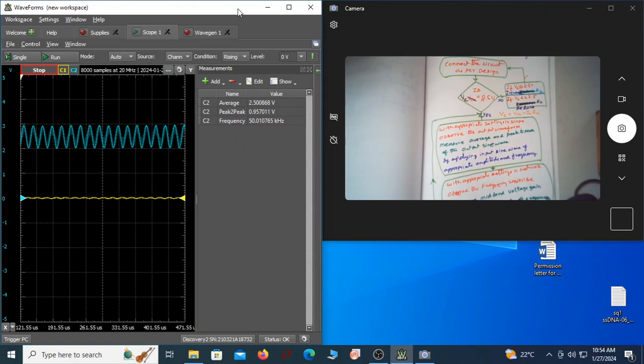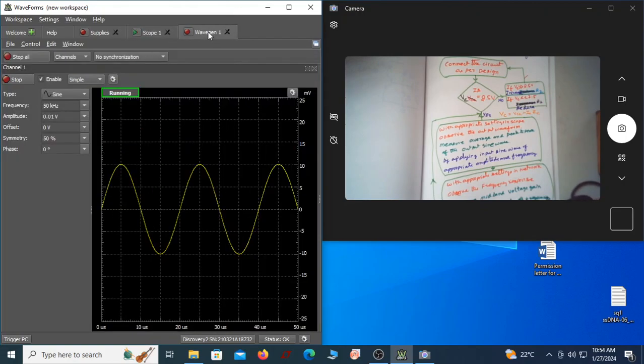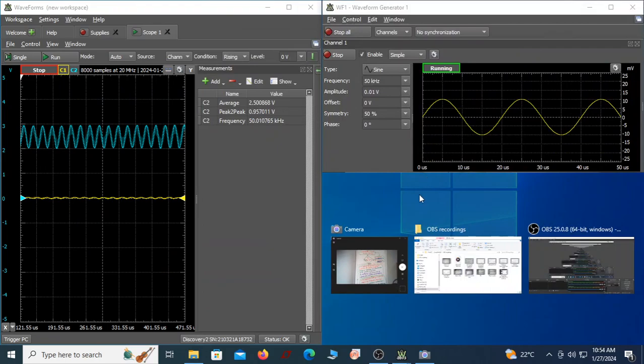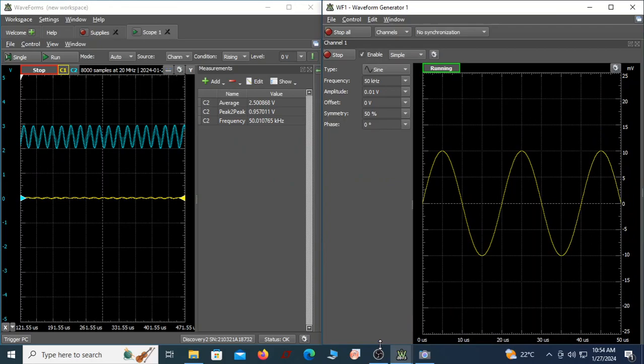Let me compare this. Let me take out this input also. Let me measure this and note down the values. What is my input? V in is 0.01 volt and V naught peak to peak is 0.95 volt. So this is the value that I have, and the value of VC.